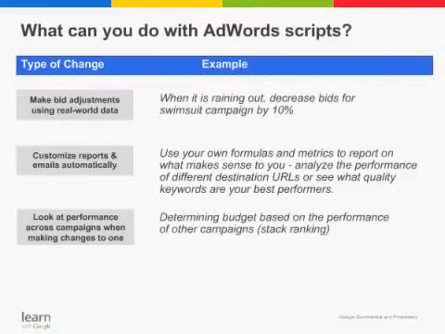What can you do with AdWords Scripts? You can write scripts to make the following types of changes to your account. You can use real-world data, such as weather, to adjust bids. You can also use your own formulas and metrics to report on the data that's most important for you. For example, you can compare the performance of all your keywords segmented by quality score. We even have a tutorial demonstrating this, again, linked on the webinar console. Finally, you can look at all the performance across all your campaigns when making changes to a specific one. We have an example of this type of change on the next slide.